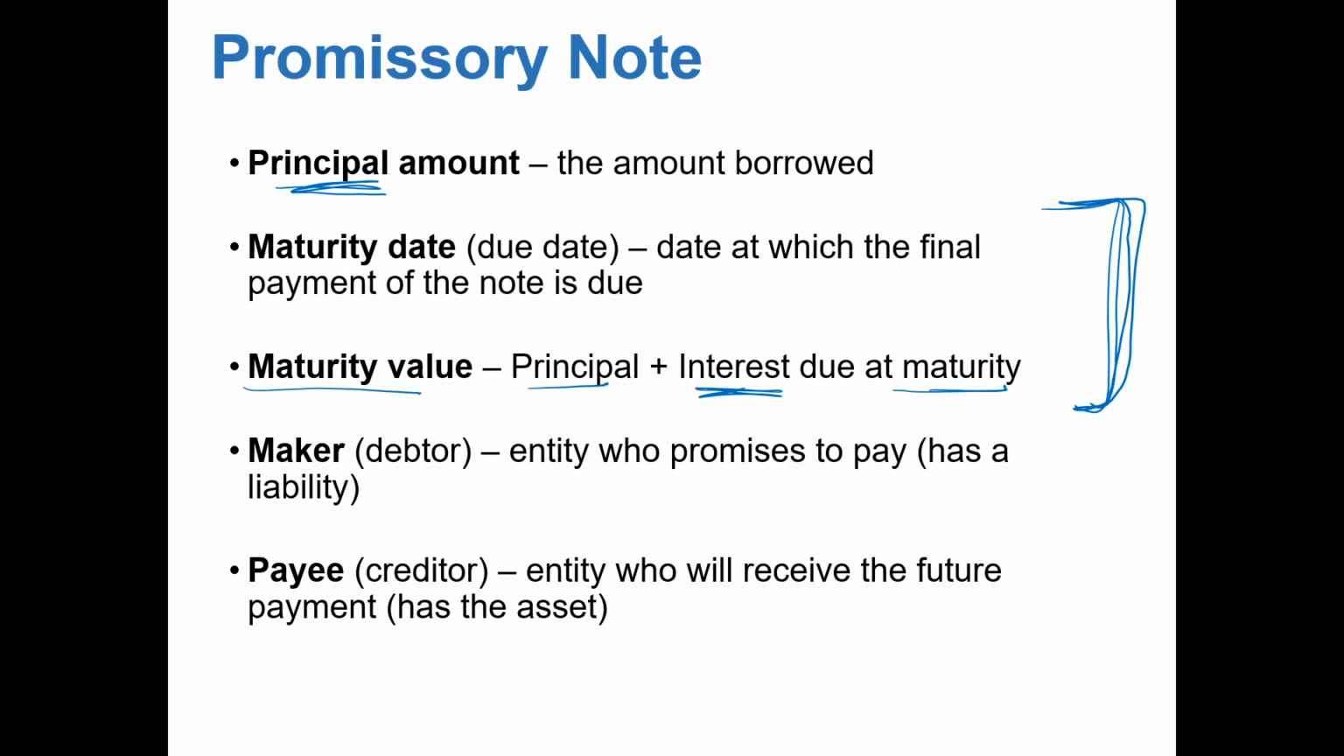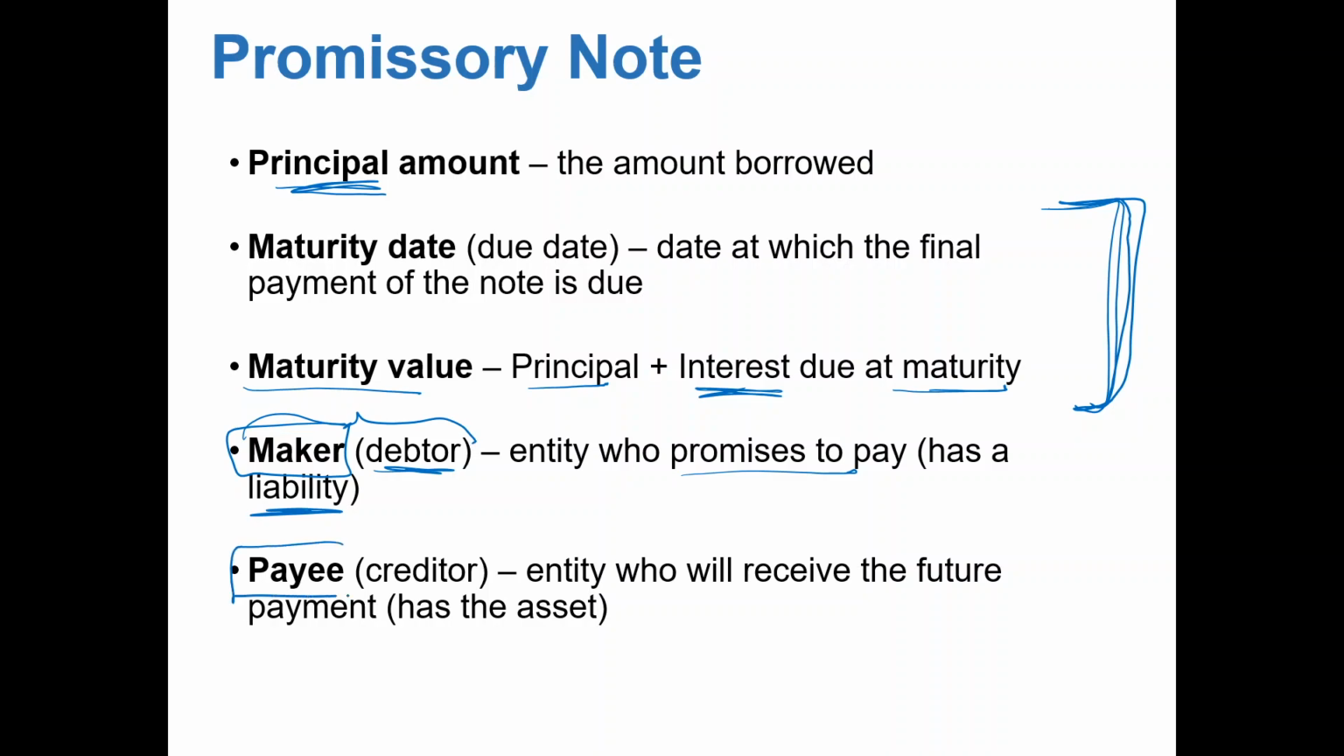The maker is also called the debtor, and this is the person who promises to pay. So they have that payable or the note payable. It's the liability side. So they are making a promise to pay in the future, and they're taking on debt. So that is where those names come from.